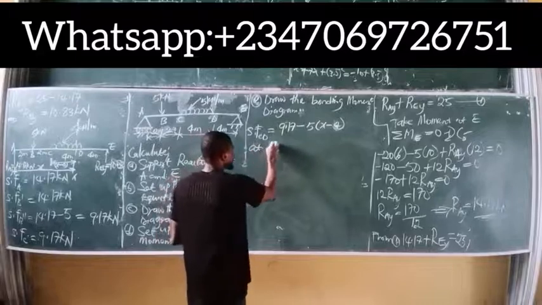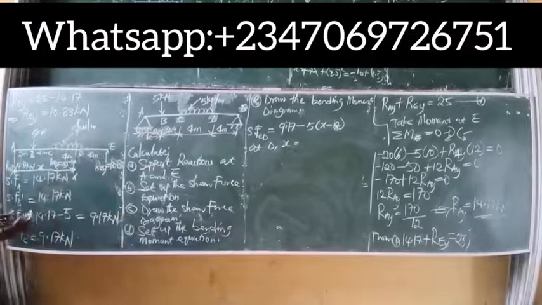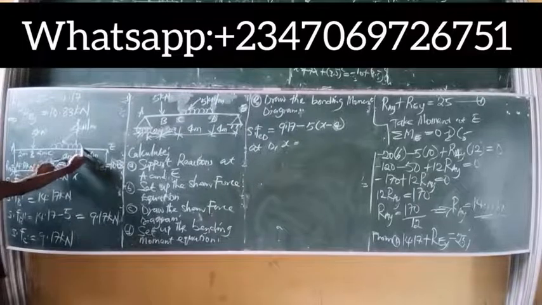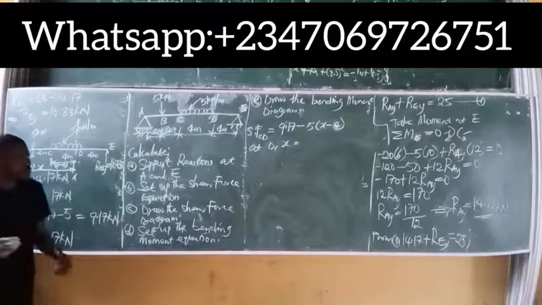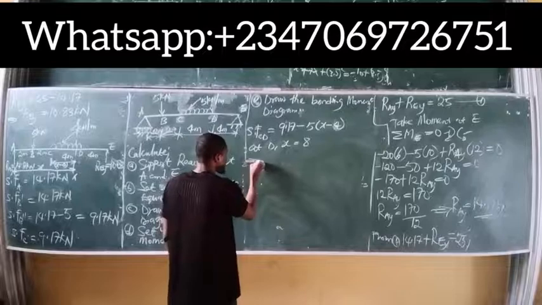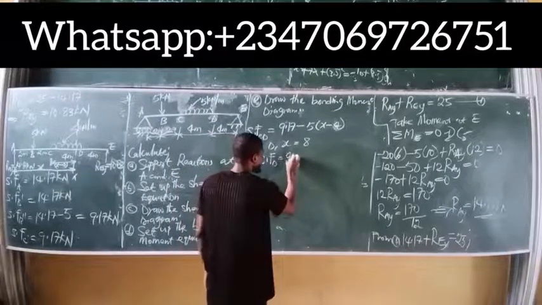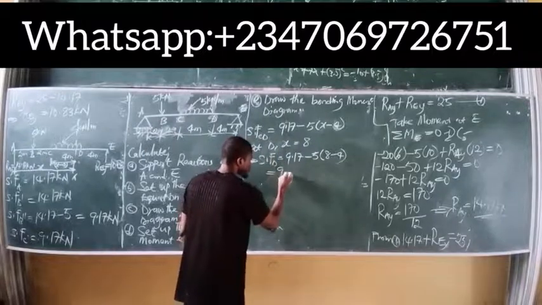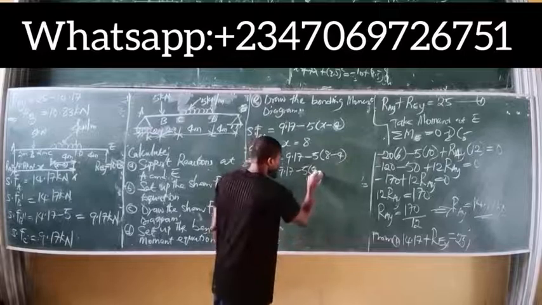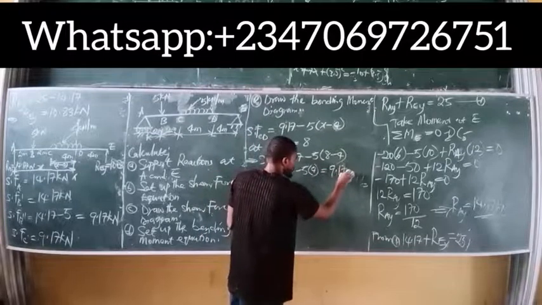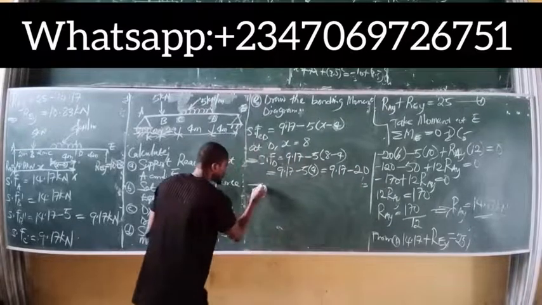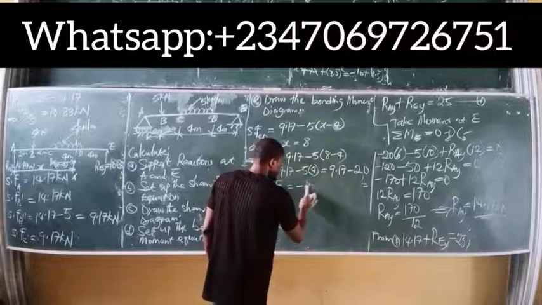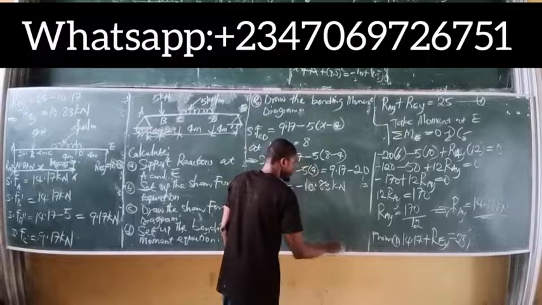Now, at D, what is the value of x? Simply 8. As x extends from point A down to point D, it becomes the total length from point A to D, which is 2 plus 2, 4, plus 4, 8. Is that clear? So at x equals 8, the shear force at point D is equal to 9.17 minus 5 into, in place of x, 8 minus 4. That is 9.17 minus 5 into 4, which is 9.17 minus 20. So the shear force at D is equal to minus 10.83 kilonewtons.